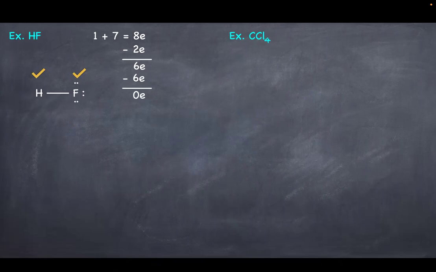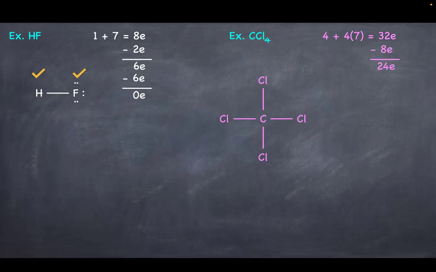Now we go to the next one, CCl₄. We do the same thing: count the total number of valence electrons, and make 4 single bonds attached to the central atom, which is carbon in this case. We subtract 8 electrons because we're using 8 already. So we have 24 left. Now we make the octet happy for the outside atoms first. Each chlorine has to get 3 pairs of electrons on it.